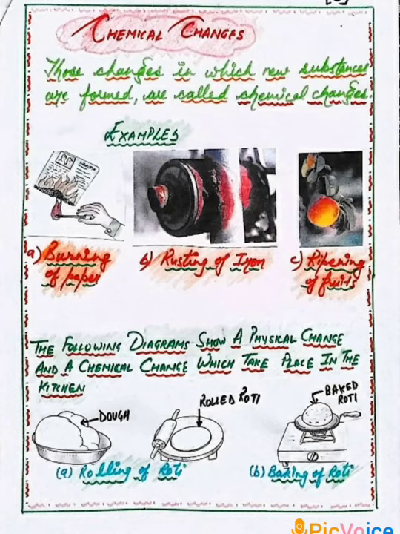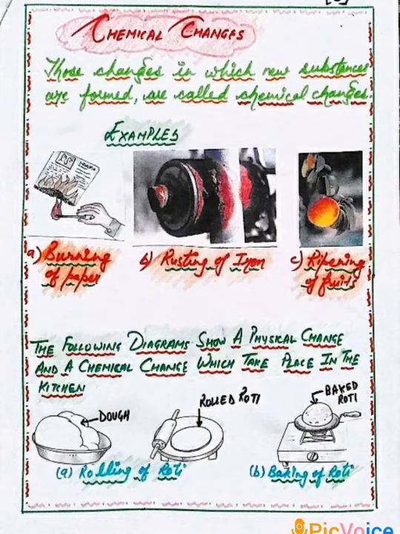Some more examples of chemical changes are burning of candle, burning of charcoal, burning of fuels like coal, wood and LPG, burning of incense stick, growth of a plant, cutting of trees and digestion of food. During all these changes, new chemical substances are formed. Students, please note that chemical changes are also known as chemical reactions.